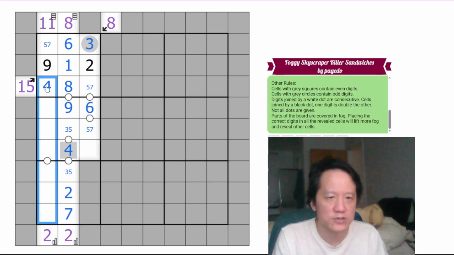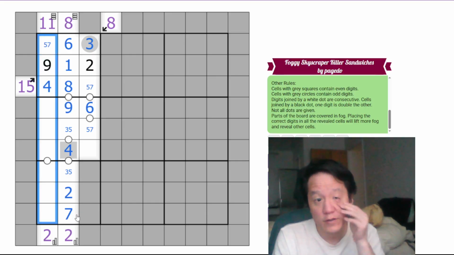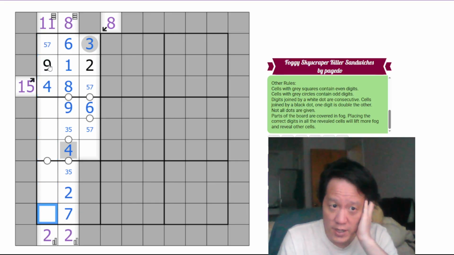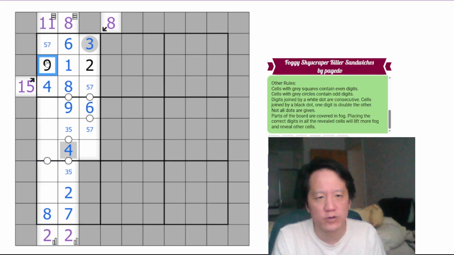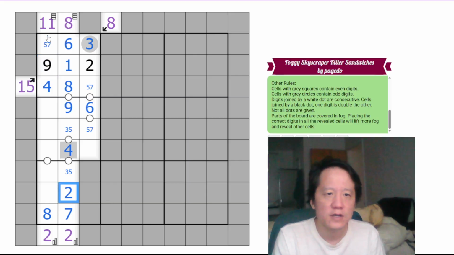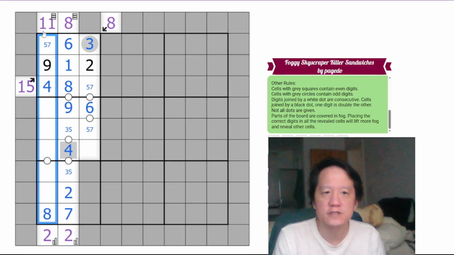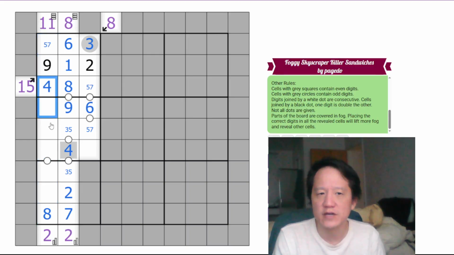We see 2 skyscrapers this way. Therefore, it must see this digit and that digit, and that's it. So this has to be an 8. Because if it's any other digit, it would see the 8 before it would see the 9 here. This has 11 as a sandwich clue between the 9 and the 1.